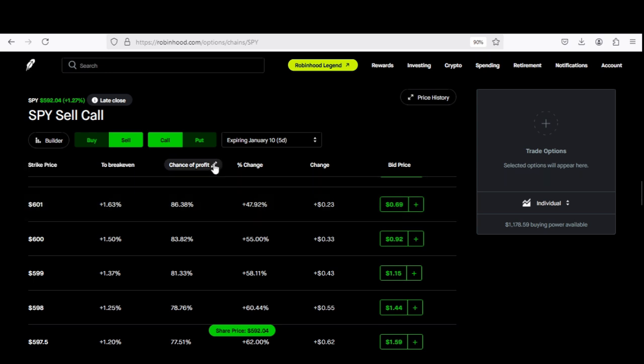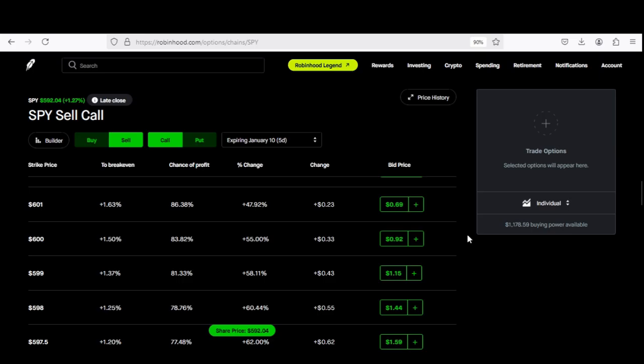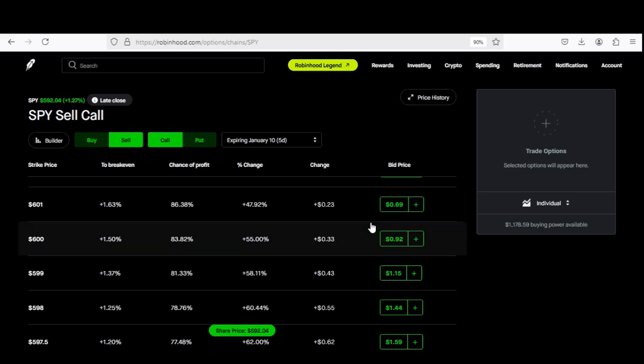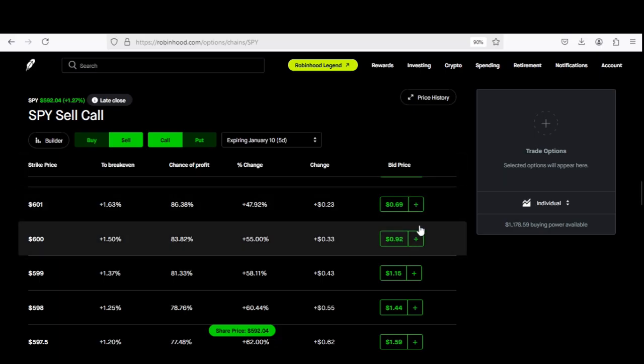So why do we want to choose a high chance of profitability? Once you're trading with a small account, you will necessarily need to take more risk than someone with a bigger account. If you are going to take bigger risks, why not swing the odds in your favor by trying to get as high a chance of profitability as possible while maintaining a premium you could live with?